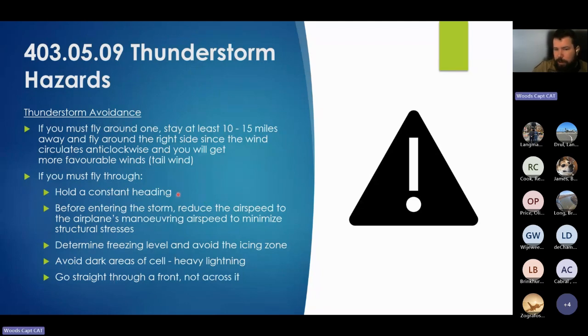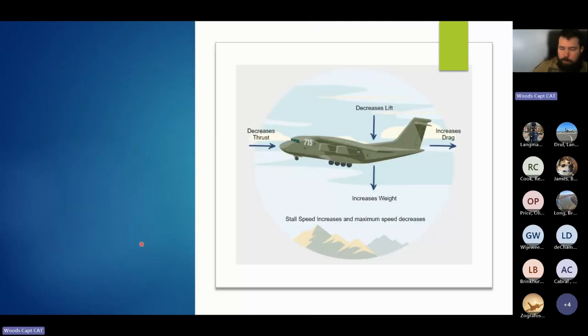If you must, for some reason, fly through the thunderstorm, you should hold a constant heading, reduce to maneuvering speed, and try to avoid the icing and the areas which look dark and very lightning filled and scary. Try to go straight through it as opposed to across it. But really, don't fly through thunderstorms is a pretty good general rule. So, questions about thunderstorms? If not, we will move on to icing.